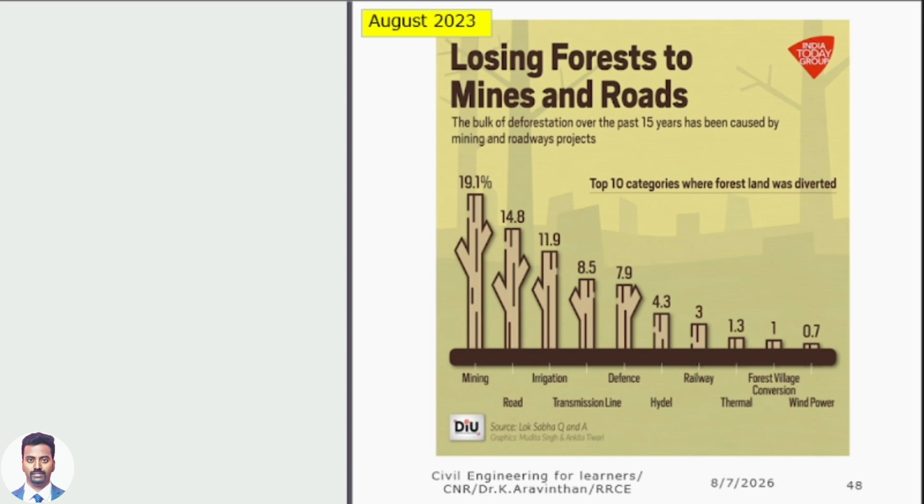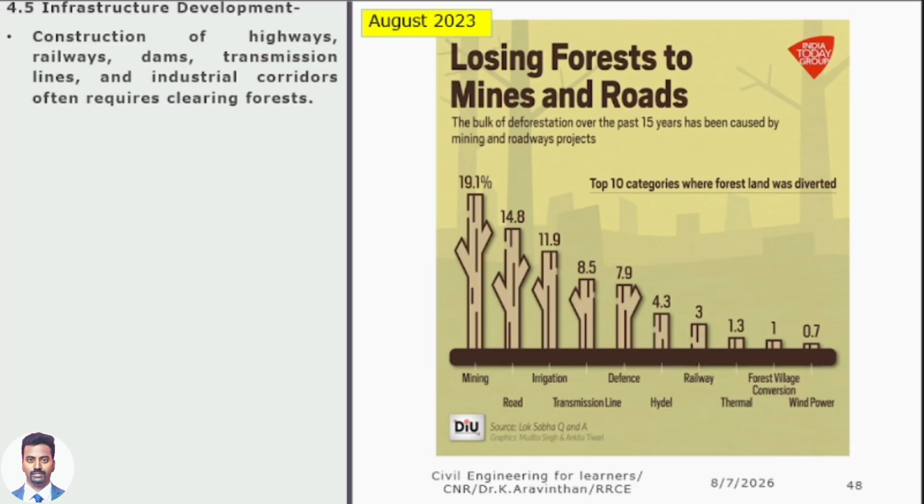This is only from India. This was published in August 2023. For the past 15 years, the industries which deforested the most are mining, road and irrigation. This has been published by India Today. This is a newspaper and you can depend on this news.